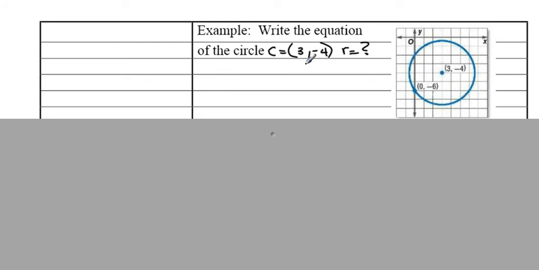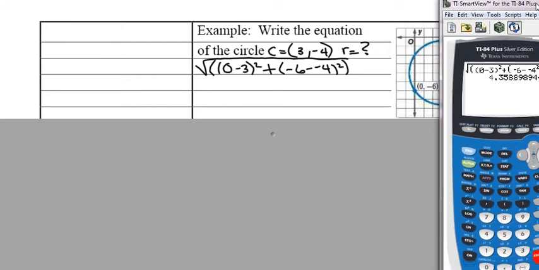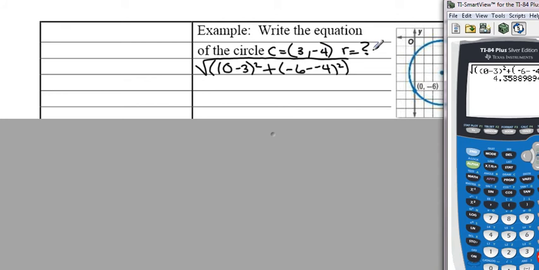So I would take the square root of x minus x squared, so 0 minus 3 squared, plus y minus y squared, so negative 6 minus negative 4 squared, and see what that is in my calculator. And that's going to give me about 4.35889.